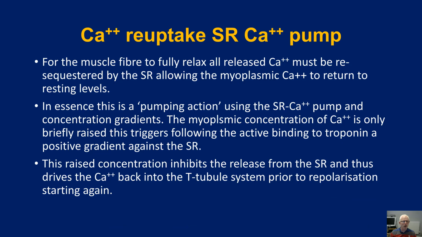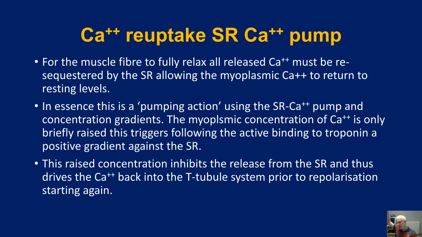And then we come to the final point, which is, remember, you've got to get the calcium back out, because if the calcium is sitting in the myoplasm, then the concentration gradient between the sarcoplasmic reticulum, where it's stored, and the myoplasm would either be the wrong way round. It would either be too much in the myoplasm of the cell, or it would be almost equilibrium, and therefore you wouldn't be getting calcium being pumped back in. So for the muscle to fully relax, that calcium must be resequestered. In other words, it's got to be pumped back into the sarcoplasmic reticulum.